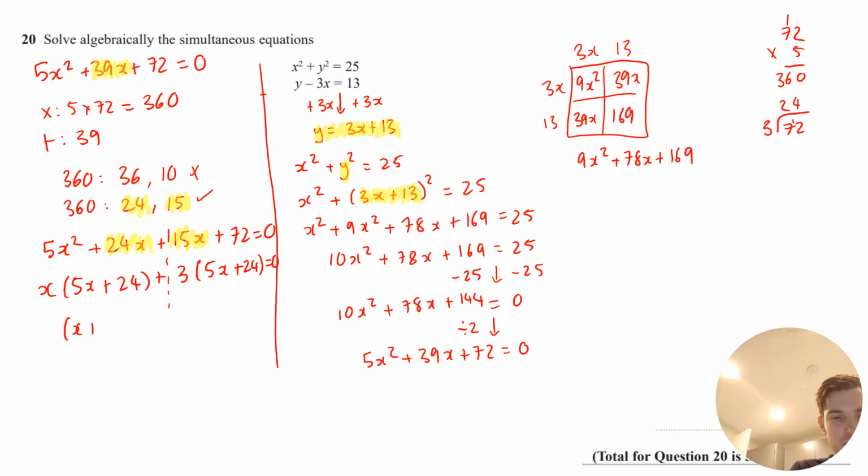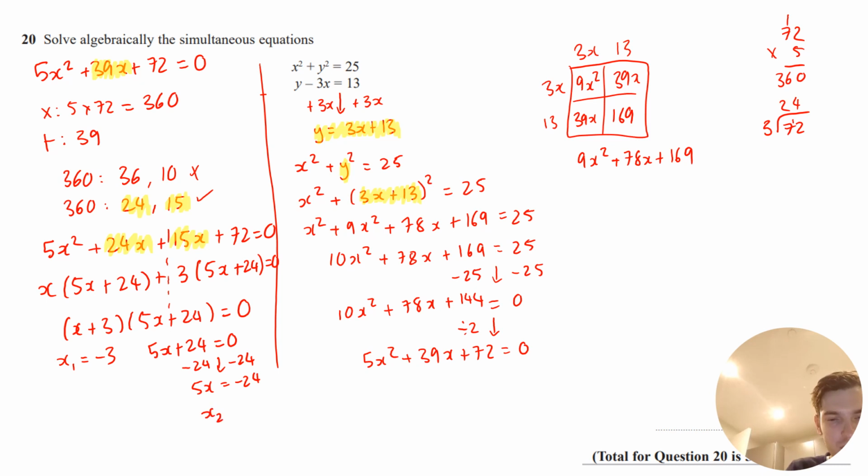Okay, so x plus 3 times 5x plus 24 equals 0. So what are my two solutions? So x1 equals minus 3. So that's easy. But then here I've got 5x plus 24 equals 0. So it's going to be a nasty one. Minus 24, minus 24. 5x equals minus 24. So x2 equals minus 24 over 5.